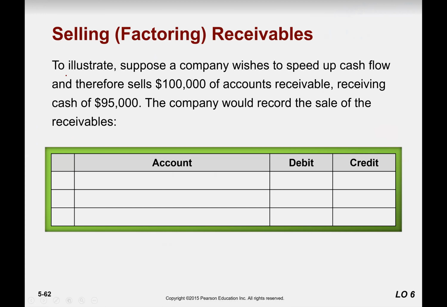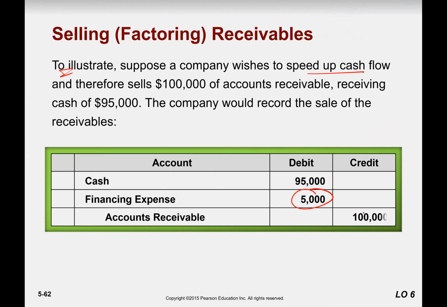To illustrate the entry, suppose the company wishes to speed up the cash flow and therefore sells 100,000 of the accounts receivable and receives 95,000 cash. What would be the entry? Cash, they receive 95,000, financing expense, to accounts receivable. Whatever you receive, you write it down here, and the difference is called your expense, whether it is credit card fees or financing fees, whatsoever. Simple.